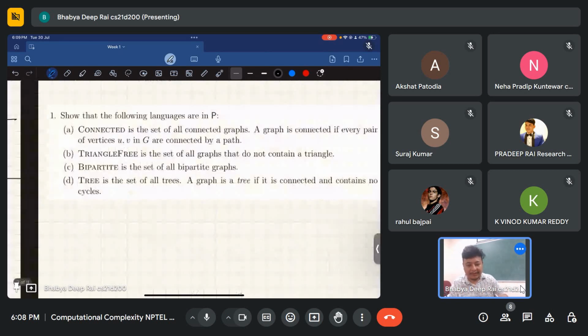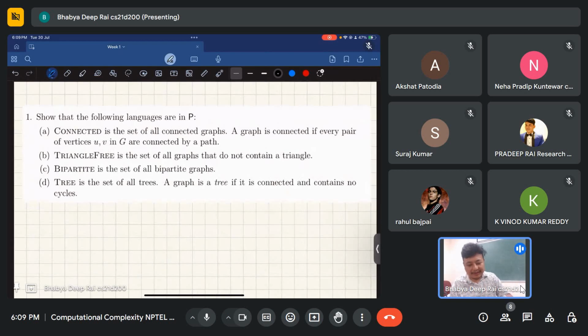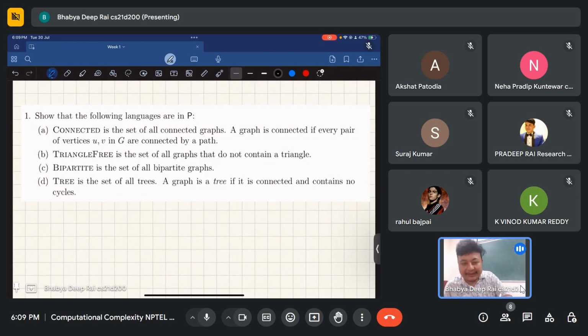But first I want to solve a few questions. So here's the question. The question says, show that the following languages are in P. This is a simple question.